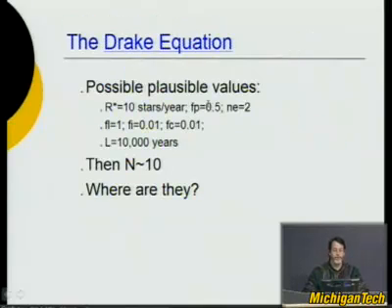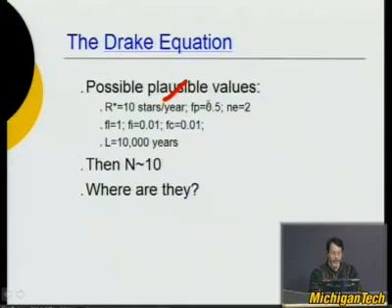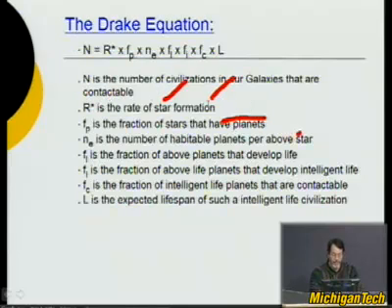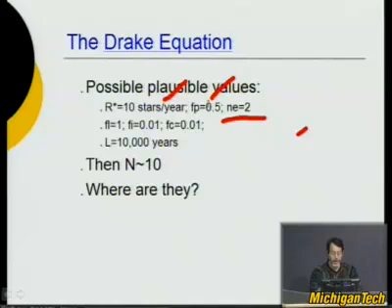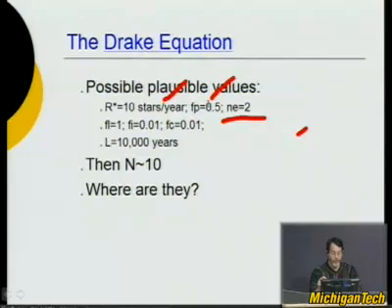All right, so you can put in plausible numbers, and you can play this game for hours until your family and friends are annoyed with you. So I just plugged in some numbers just for fun. One is that there are 10 stars per year being formed, and f_p, the fraction of stars that have planets, let's say is half. And then let's say n is equal to 2, the number of habitable planets, so there's 2. Then f_l is 1, the fraction of planets that develop life. Let's call f_i 0.01, so I'm making these up. You can make up your own.